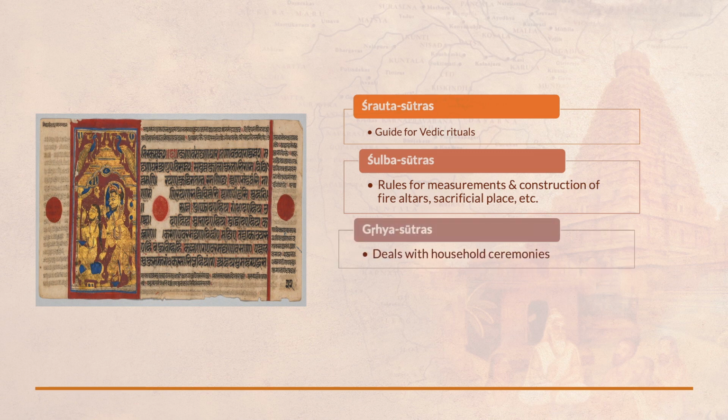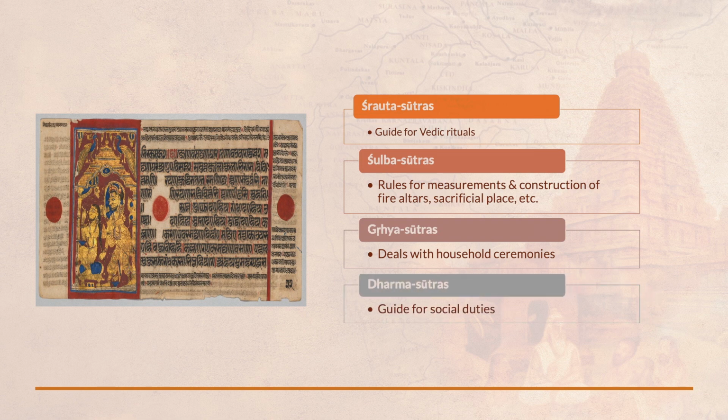Then you have a third category called Grihya Sutras. This has to do with a lot of household ceremonies. A householder has to do something from morning to evening. There are some Shrautagnis, there are some Smartagnis and so on. So how do you actually do all those? What are the rules and instructions? That is called Grihya Sutra.